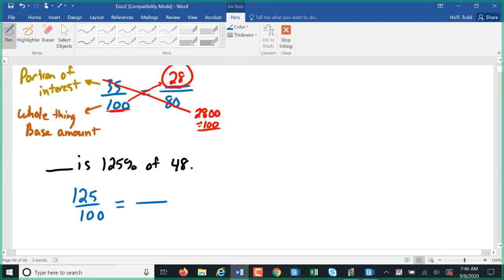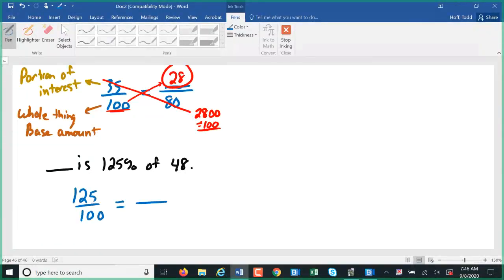Now you probably noticed 125 out of 100 is a little awkward because the 125 is bigger than 100. And that's true. In this case, the portion of interest is actually that whole base amount plus a little bit more. So even though it's a portion, we think of that as being a piece of that base amount. In this case, it's actually larger than the base amount because it's more than 100%.